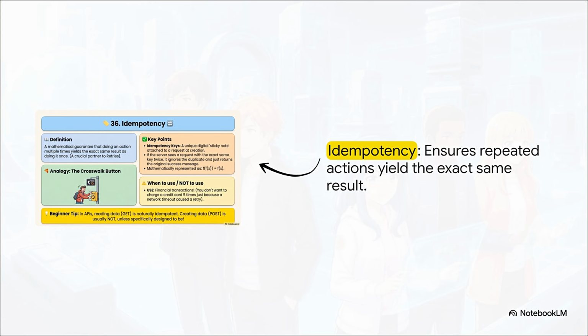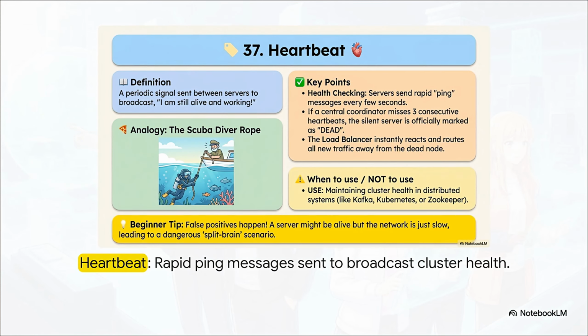That's a fancy word for a mathematical guarantee that doing an action multiple times yields the exact same result as doing it just once. So, if a user angrily hits pay twice because of a network timeout, the server recognizes the unique idempotency key, ignores the duplicate, and just hands back the original success message without double charging their credit card.